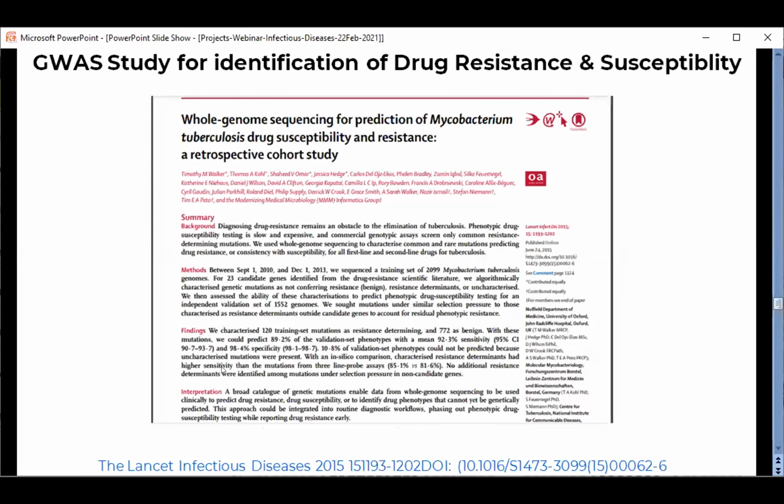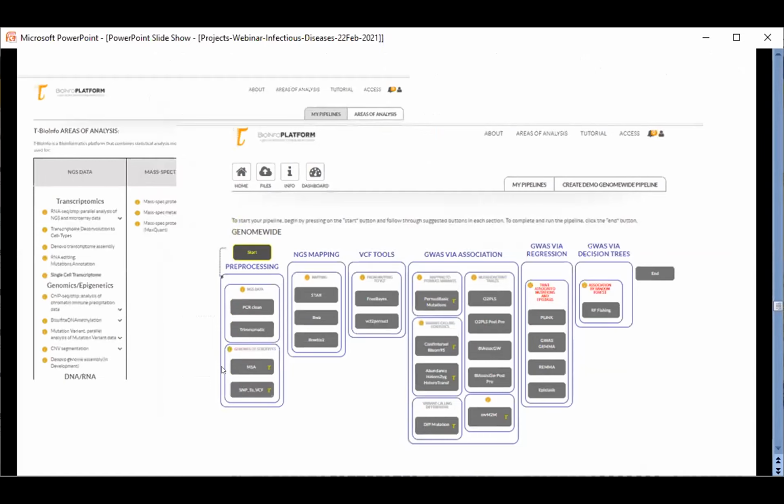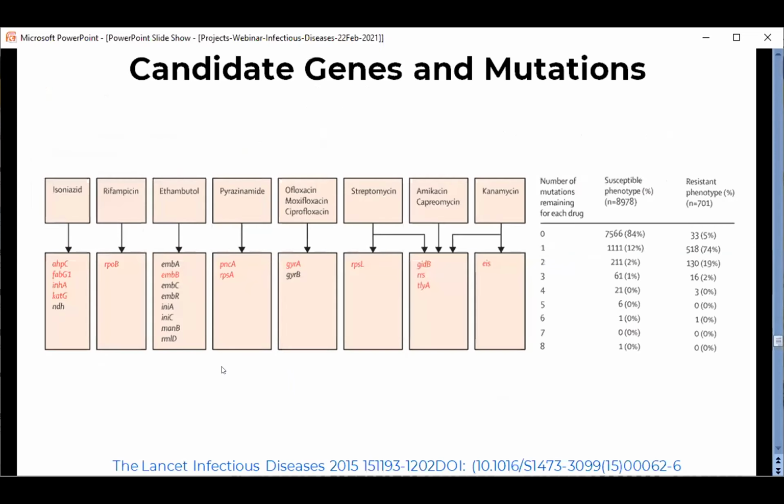There was a research work published in one of the top journals, that is, in Lancet, where the authors performed whole genome sequencing for the prediction of Mycobacterium tuberculosis drug susceptibility and resistance. In their study, the authors sequenced a training set of nearly 2100 Mycobacterium tuberculosis genomes. So we have taken this data. In this project, we have employed various GWAS approaches to identify those genes that are associated with the drug resistance. Here mainly we used GEMMA, PLINK, and SLOPE methods.